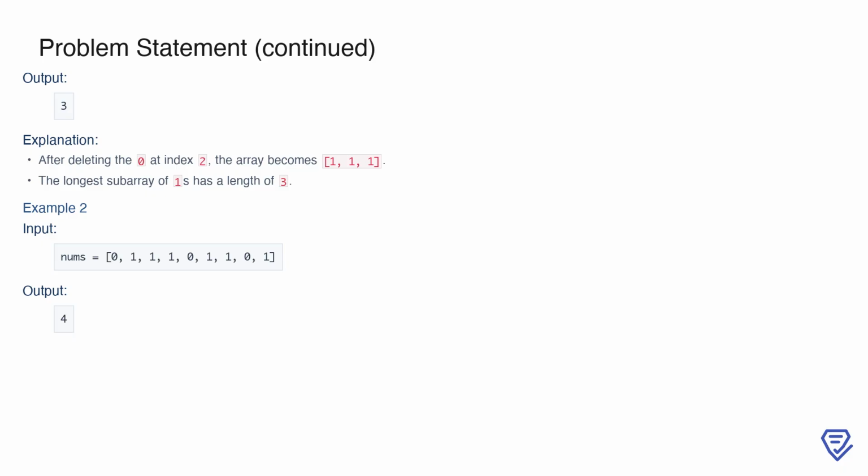If the input array nums is 1, 1, 0, 1, the output should be 3. Here's why: if we delete the 0 at index 2, the array becomes 1, 1, 1, which is a continuous subarray of 1's with a length of 3.